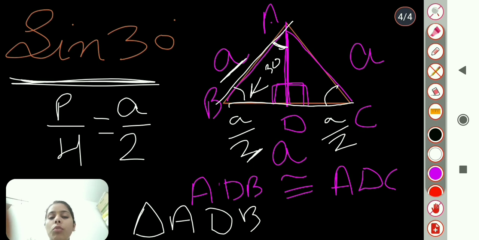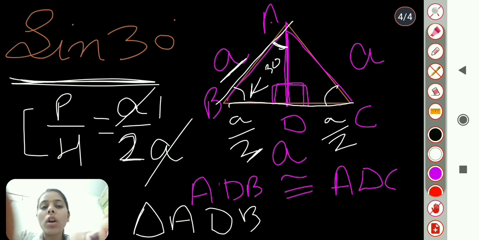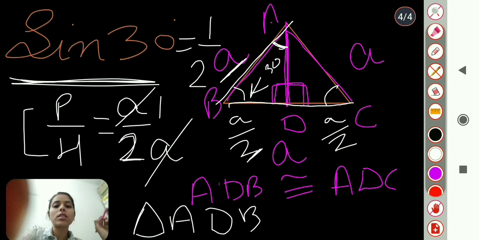And then we have to put the value of hypo. What is the value of hypo? Hypo is A, right? After cancelling this A, what will I get? I will get 1 upon 2. So what is the value of perpendicular upon hypo? It means the value of sine 30 degree is 1 by 2. So from here we get the value of sine 30 degree as 1 by 2.